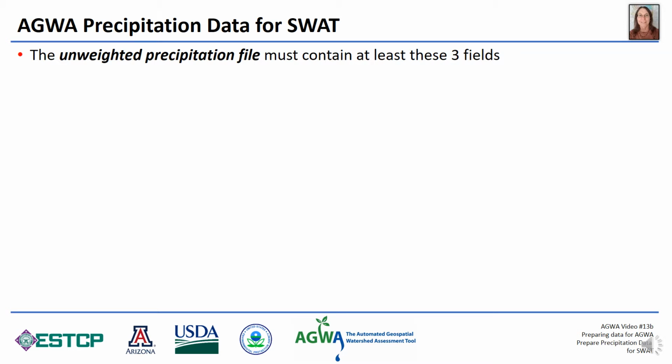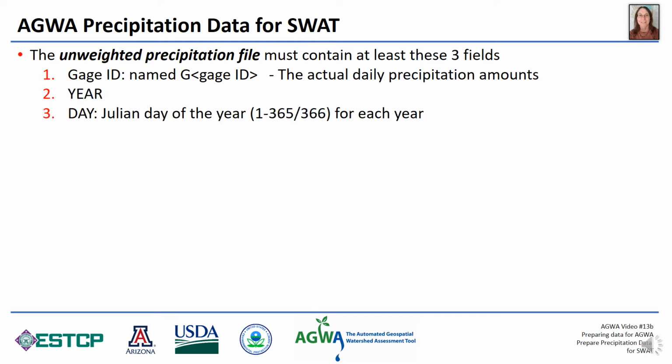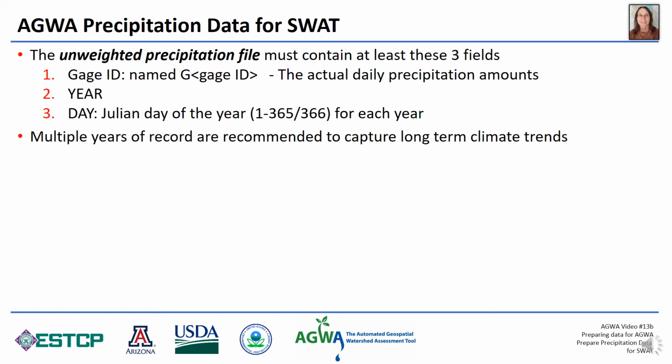We'll start with the unweighted precipitation file. This file must contain at least these three fields: 1, the gauge ID labeled G and the 4-digit gauge identification number, which holds the actual daily precipitation amounts; 2, the year; and 3, the day, as the Julian day of the year from 1 to 365, or 366 for a leap year, for each year in the file. It's best to use multiple years of record if possible to capture long-term climate trends.